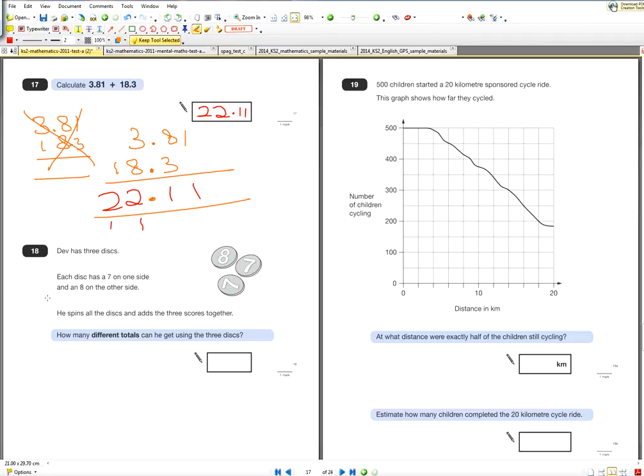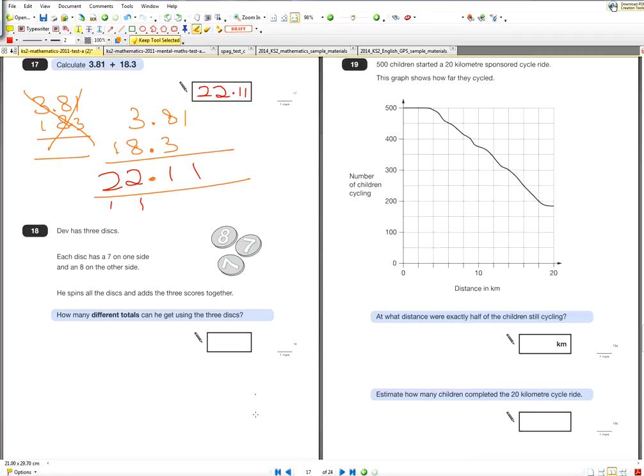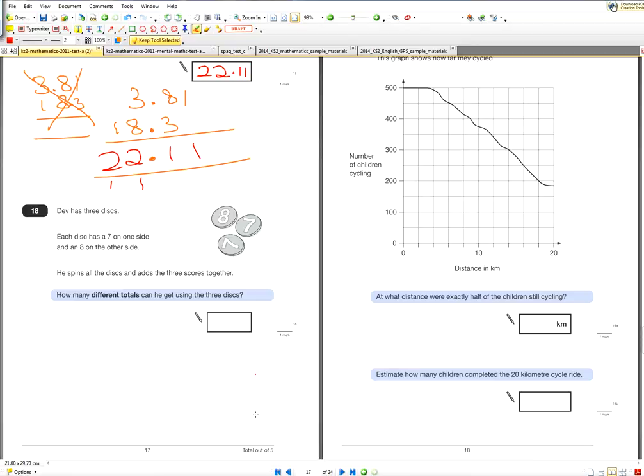Okay, number 18. Dev has 3 discs. Each disc has a 7 on one side and an 8 on the other side. He spins all the discs and adds the 3 scores together. How many different totals can he get using the 3 discs? So, let's have a look how we're going to approach that question. Let's move the page up a bit. Okay, here we go. Now, what could we get? It's got three discs.